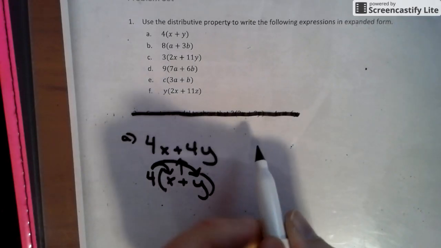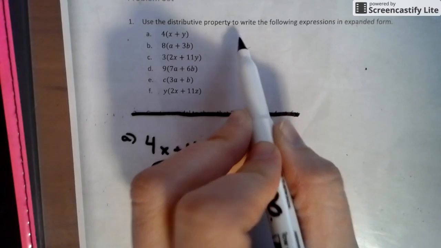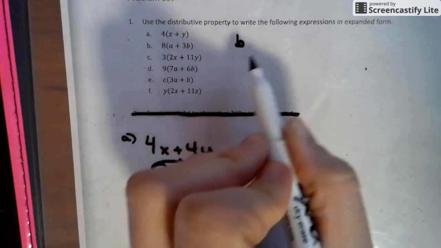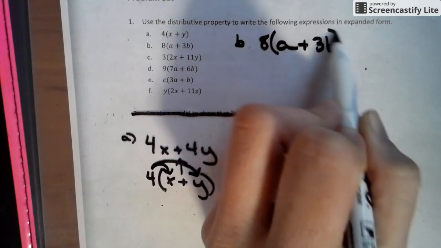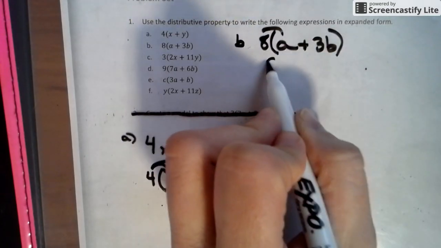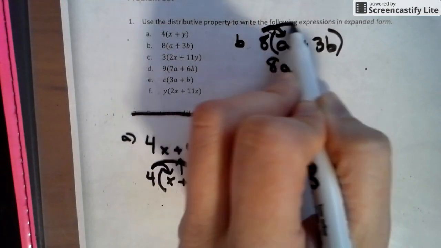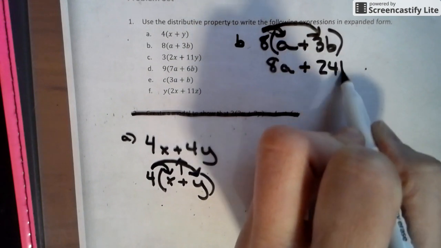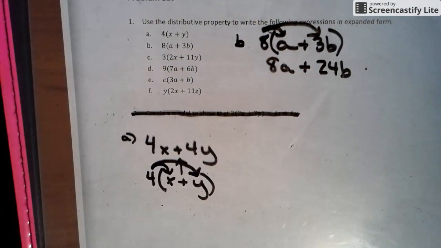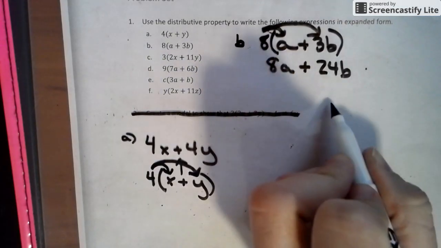Okay, so now we're going to look at letter B. And B, we're going to put right up here. And we're going to take our 8, and we're going to distribute it to the A for 8 times A, plus, now we have to give the 8 to the 3B. So 8 times 3 is 24, and we can't forget the B. So that's letter B.